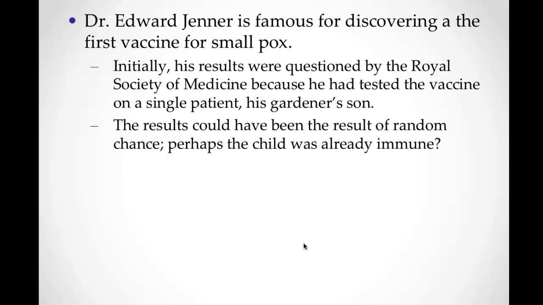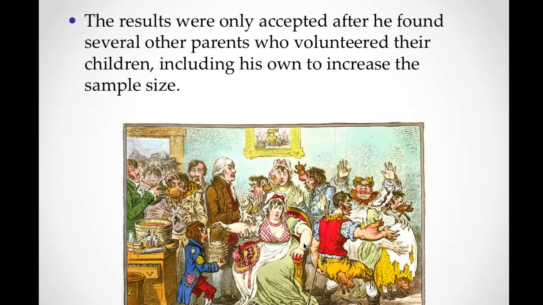So this one person was given the vaccine and he ended up not getting smallpox. But perhaps the child was already immune. And so the results were only accepted after he found several other patients who volunteered their children, including his own, to increase the sample size. I mean, obviously in this situation, it turned out good.